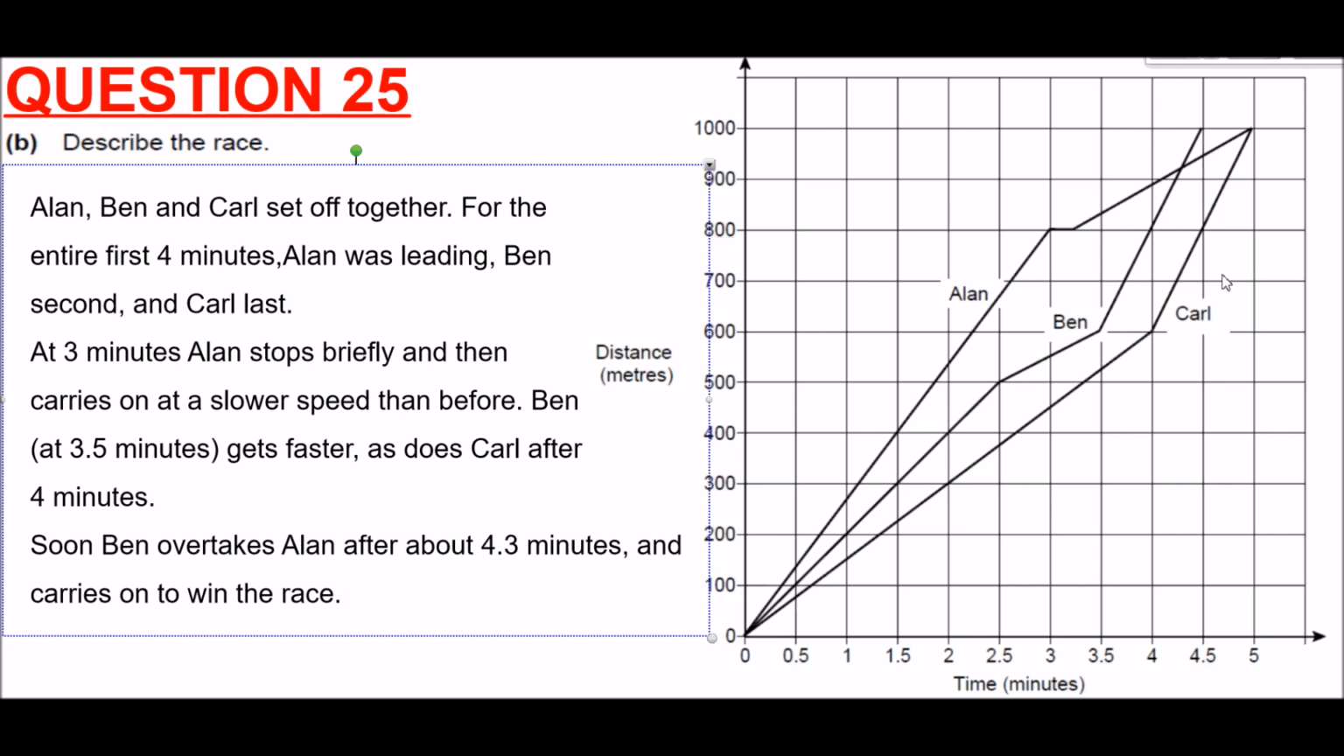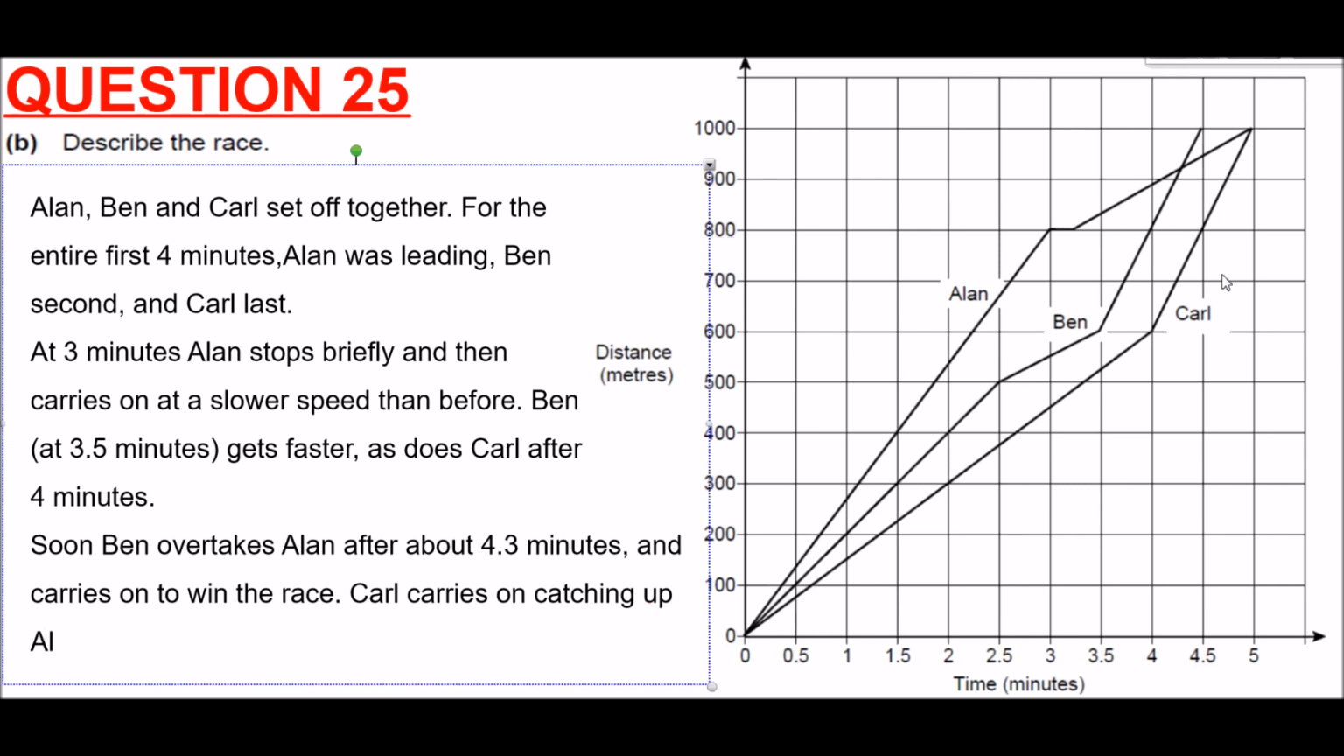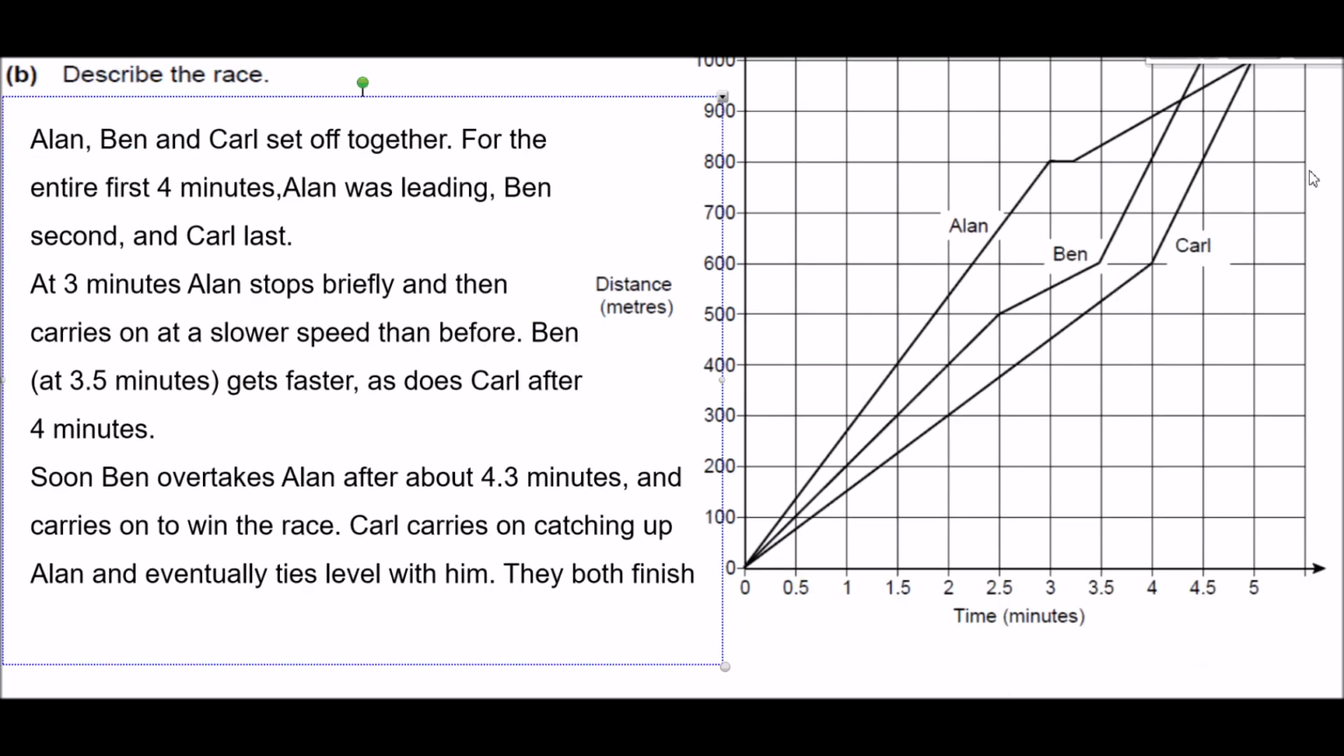Carl, because he's going faster, Carl carries on catching up Alan. So he keeps catching up Alan, and eventually ties level with him. And they both finish together. If you look there, they both finish at the exact same time at 5 minutes. They both finish together after 5 minutes from the start.